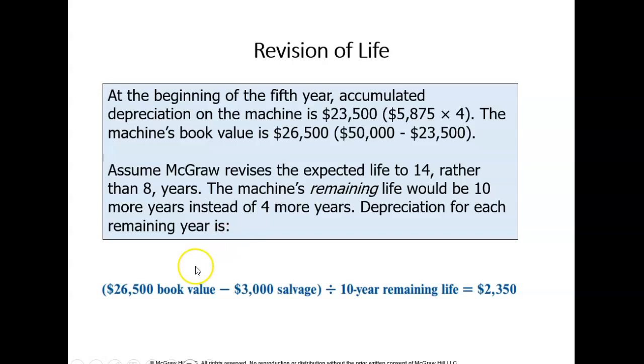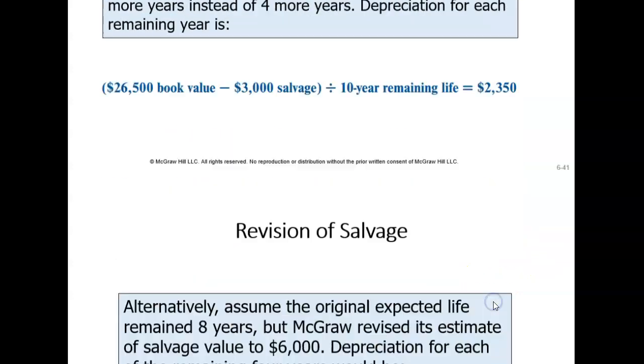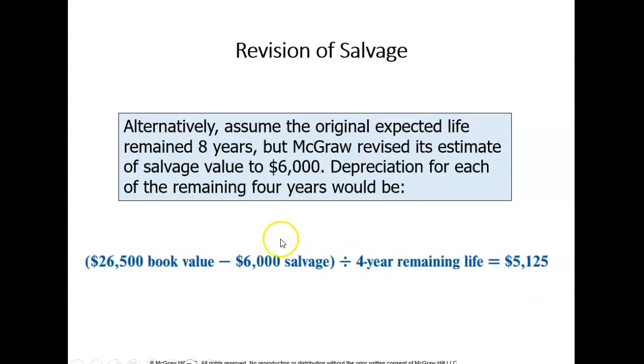So in our calculations, we'll take our current book value, 26,500, minus the salvage value of 3,000, divide that by 10 years remaining useful life. So now we're going to expense the asset $2,350 every year. Okay? Or we could revise our salvage value.